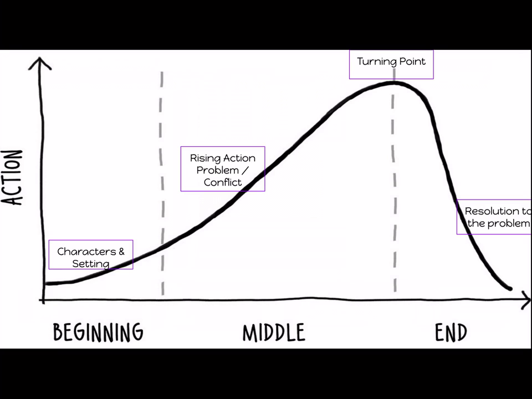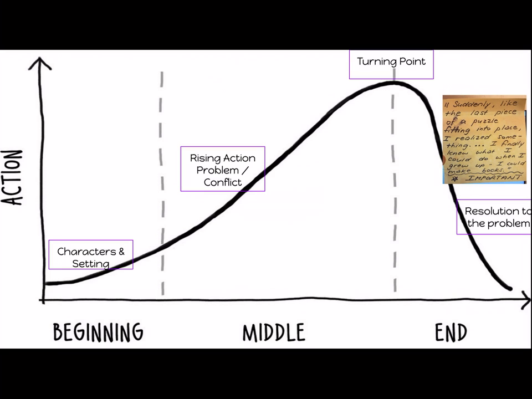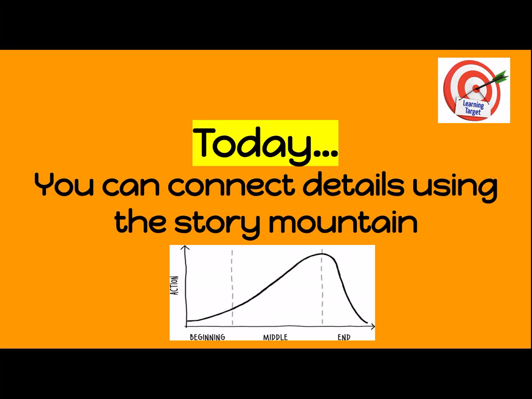You may have had a discussion where you weren't entirely sure where that post-it note fit. You may have had a little bit of a disagreement, and that's okay. This post-it note is an interesting detail because it's kind of a little bit of the turning point and the solution too. Because Grace realizes something, it's a little bit of the turning point, but it's also the solution to the problem where she finally realizes what she can do and what her talent is, to make books. Now, remember our target? That you can connect details using the story mountain or the story arc.